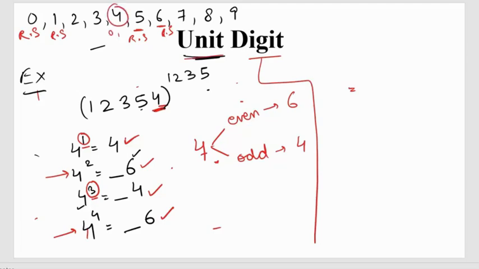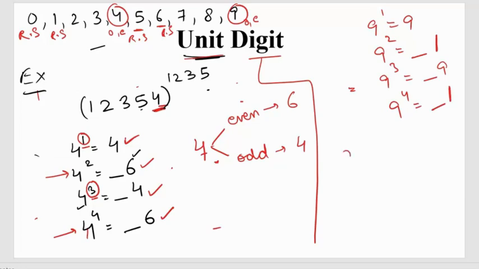One more number works the same as 4. In 9 we will also check odd or even. See, 9 raised to power 1 is 9. 9 square is 81, so 1 is the unit digit. Then 9 cube, again 9. Then 9 raised to power 4, again 1. So whenever there is 9 in the unit place and the power is even, the unit digit is 1. Whenever the power is odd, the unit digit is 9. Clear? Now 4 and 9 are completed.